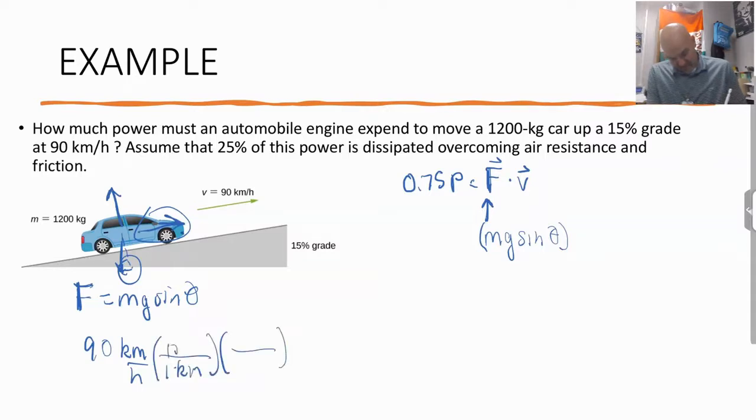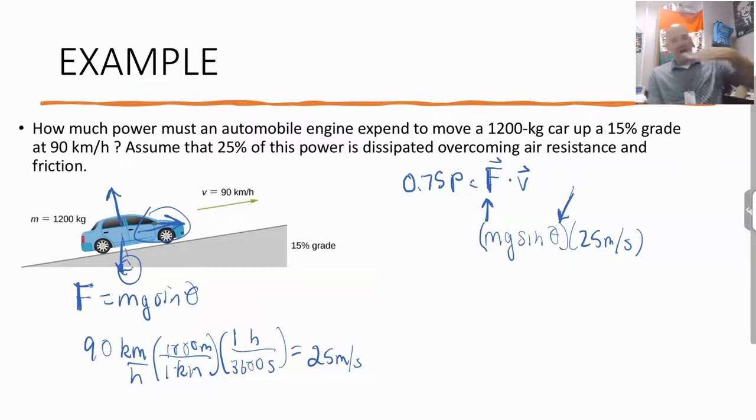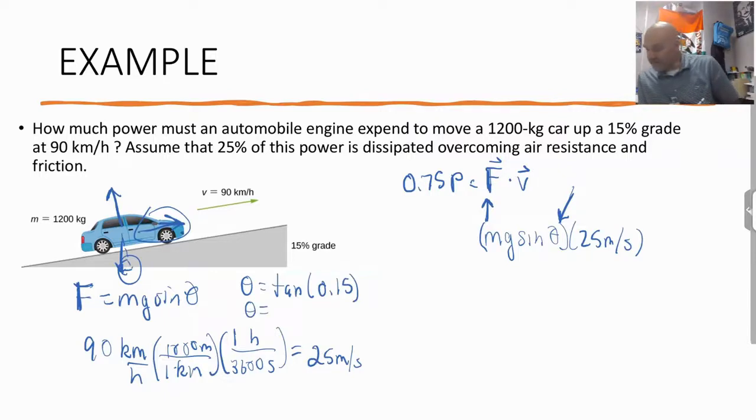1 kilometer is 1,000 meters, and 1 hour is 3,600 seconds. That gives us a velocity of 25 meters per second. But now we need to figure out the angle, and the angle comes from the grade. The 15% grade is your rise over your run, so we can do the inverse tangent of our percentage converted to a decimal. That'll give us our angle. A 15% grade is an angle of 8.53 degrees.